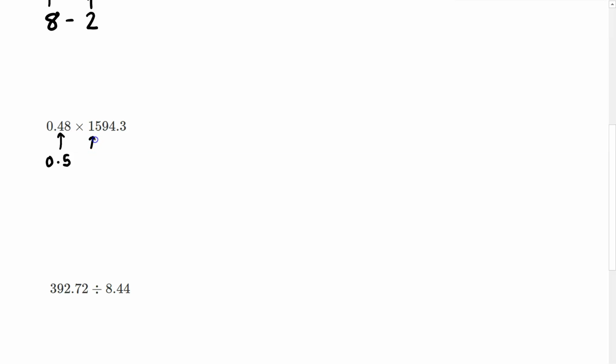And for this one, that number starts in the thousands. So if we round that to the nearest 1,000, we get 2,000. So as an estimate, 0.5 times 2,000 would be the same as saying half of 2,000, which is 1,000.